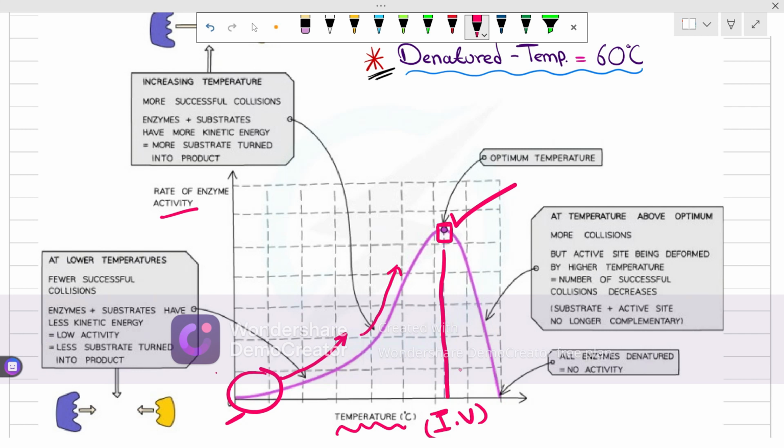After this, we begin to heat the enzyme above optimum temperature. Overheating the enzyme will cause too many collisions, and due to this immense amount of collisions, it's going to break the forces holding the enzyme together and make it lose the shape of its active site and cause the enzyme to denature. Most enzymes have a denaturation temperature of 60 degrees Celsius.